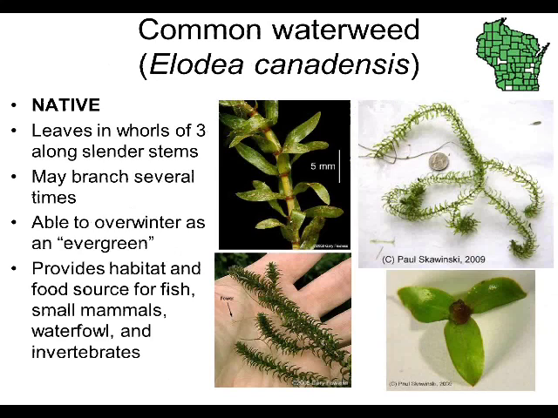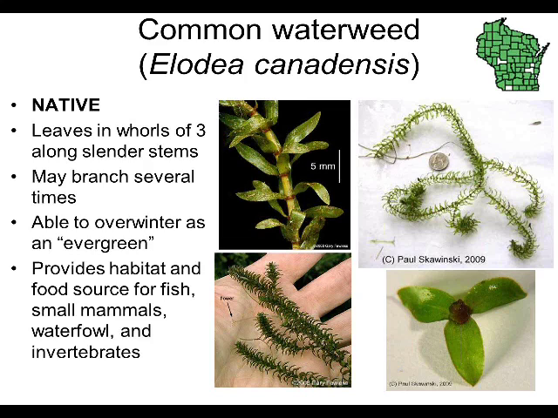Another very common plant is common waterweed, also known as Elodea. The distinguishing characteristic with this particular plant is that the leaves are in groups of threes. So again, it has this long stem with three leaves whorled along the center of the stem. And again, this plant has the tendency to stay evergreen in certain situations.